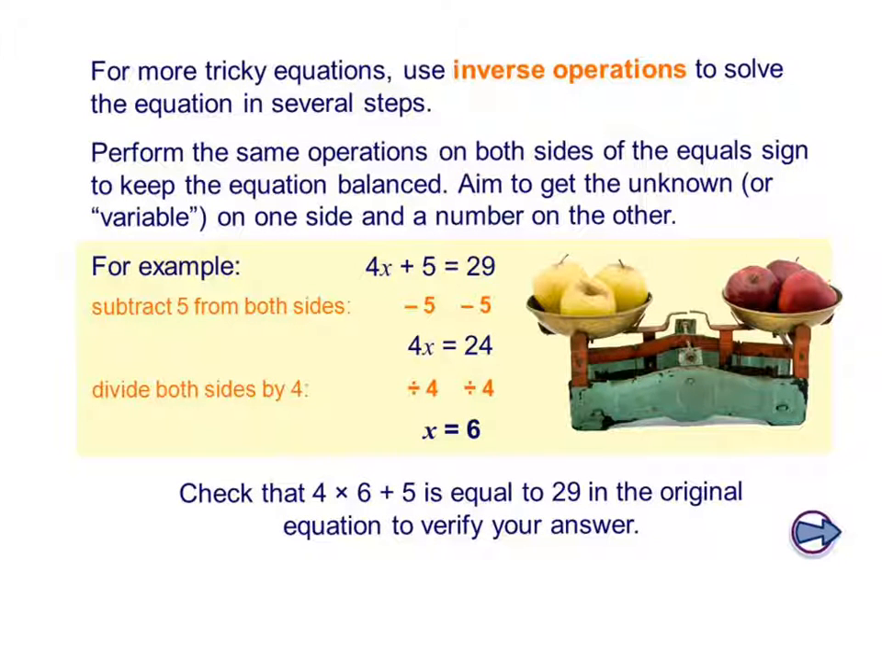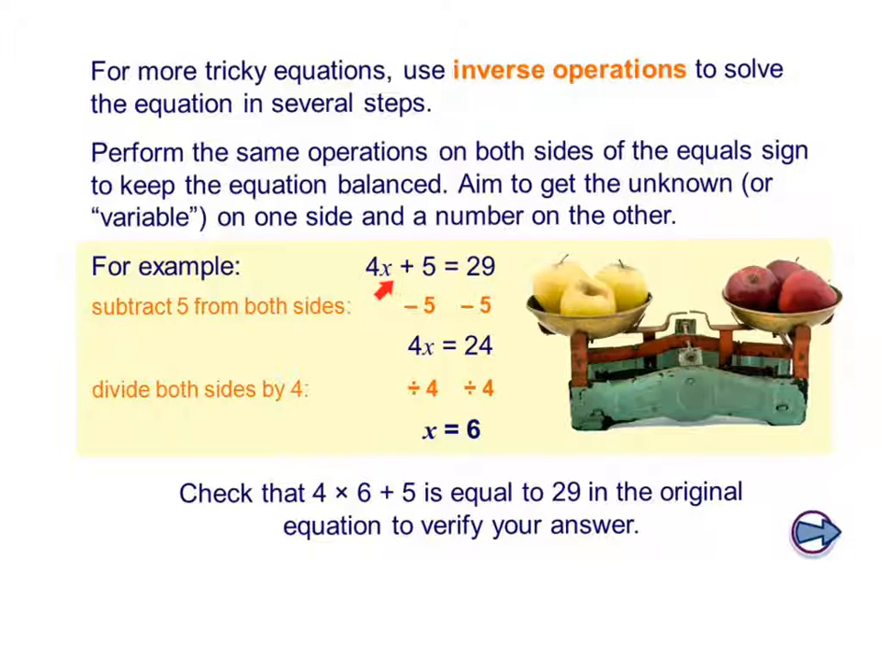We've already talked a little bit about this in the last lesson, but you use inverse operations to solve an equation in several steps. You perform the same operation on both sides of the equal sign to keep the equation balanced. The aim is to get the unknown or the variable, like x or y or a, on one side and the number on the other side.